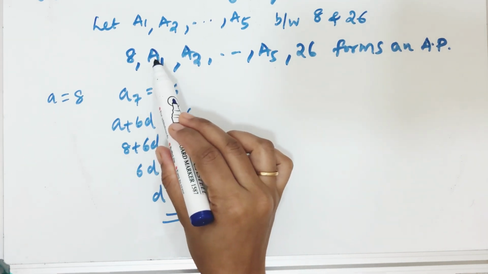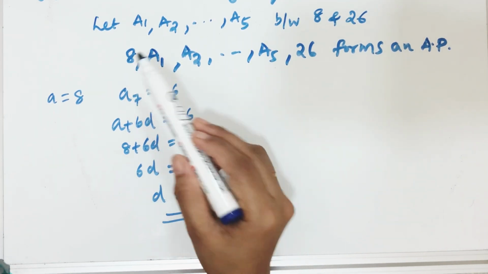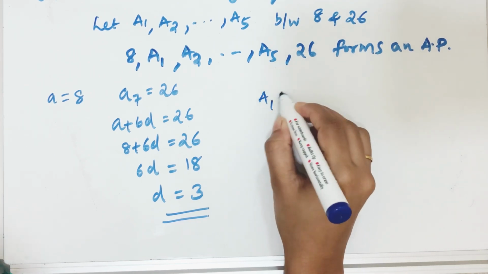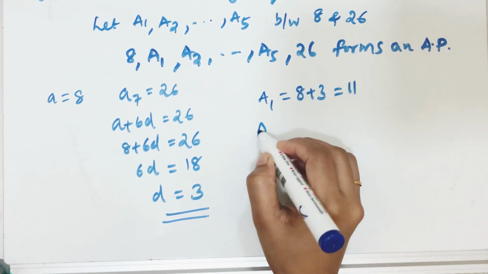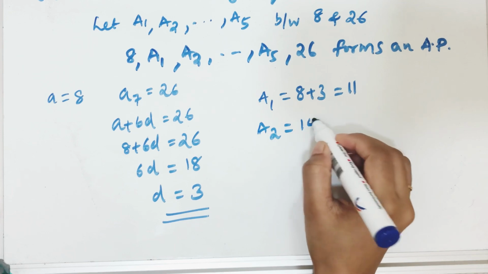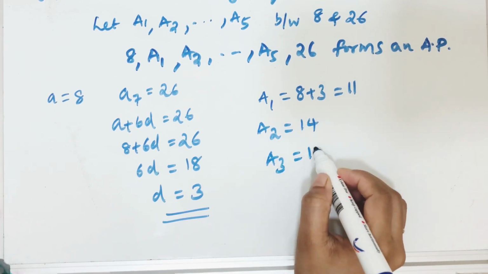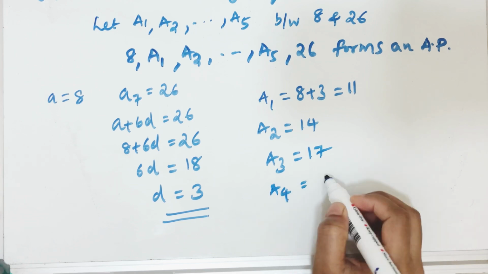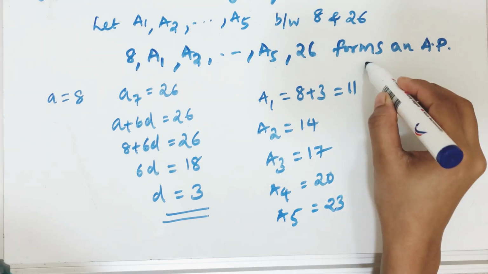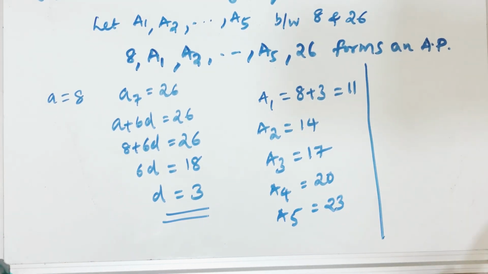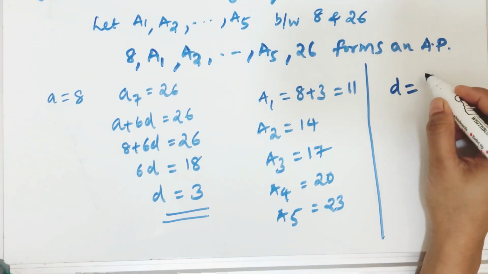Now A1 is the second term. The second term is the first term plus the common difference. Therefore we can write A1 is equal to 8 plus 3, which is 11. A2 is equal to 11 plus 3, 14. A3 is equal to 14 plus 3, 17. A4 is equal to 20. A5 is equal to 23. Or we have another method. We already studied that if we have to insert n numbers between 2 numbers a and b to form an AP, then the common difference is b minus a by n plus 1.